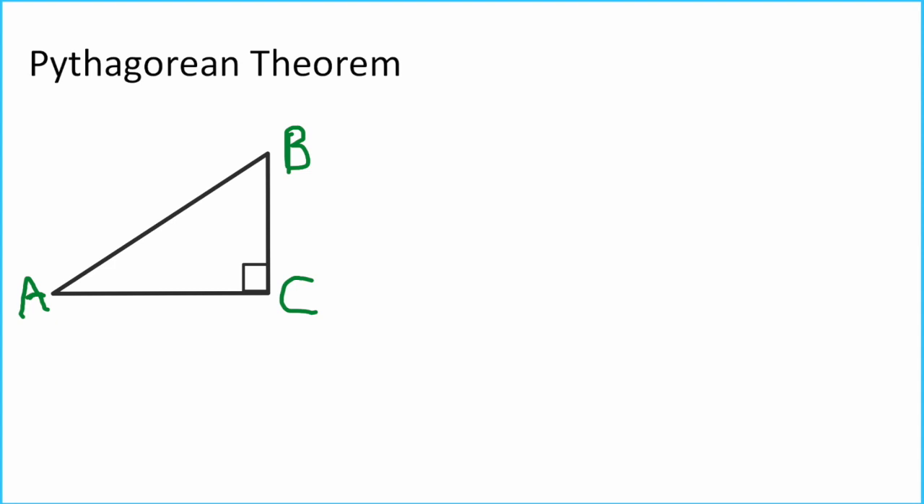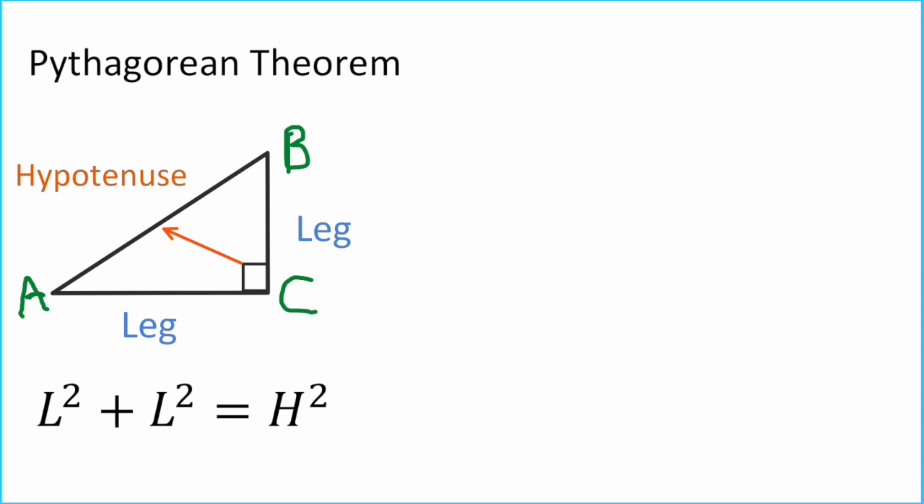So one thing I like to do to find the hypotenuse is to go ahead and draw an arrow from the right angle to the opposite side. That gives us the hypotenuse. That means the other two parts are the legs. So you might remember Pythagorean theorem is leg squared plus leg squared equals hypotenuse squared. I go ahead and just write that as L squared plus L squared equals H squared.